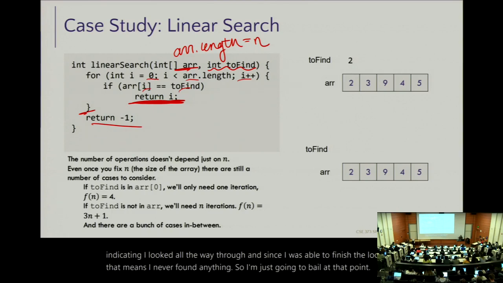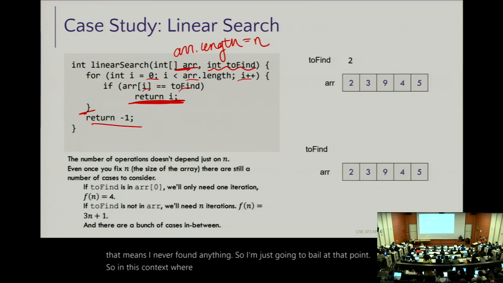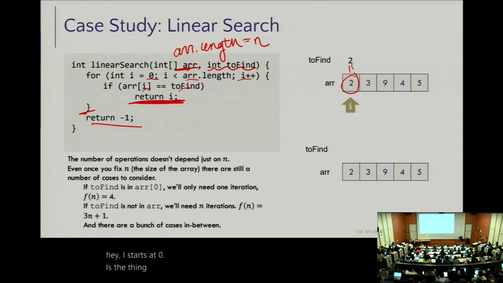So in this context where I'm finding 2, I'm going to dive in. I'm going to look. Hey, i starts at 0. Is the thing at 0 the thing I'm looking for? In this case, huzzah. Yes, it is. I'm done. At this point, my loop ran exactly 1 time, right?